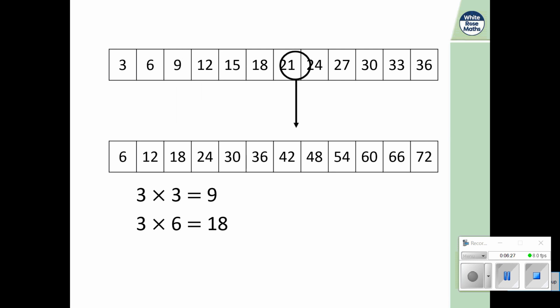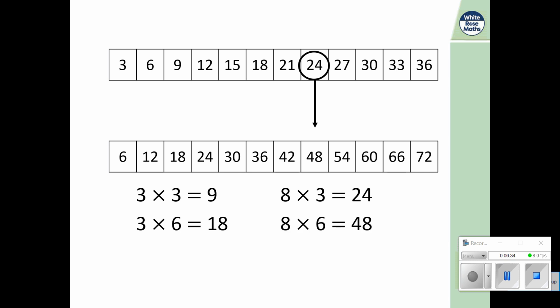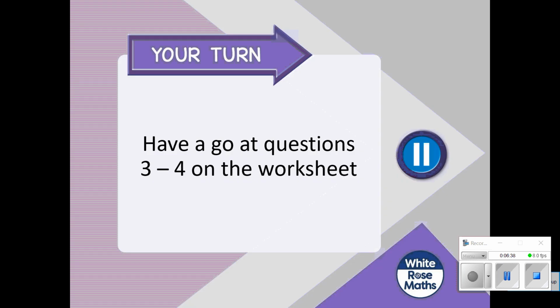Let's have a look at another one. Here we go. 8 threes are 24. So therefore, 8 sixes must be 48. Double 24. Okay, have a go at the next few questions, questions 3 to 4, and then also just have a go at the rest of the worksheet.